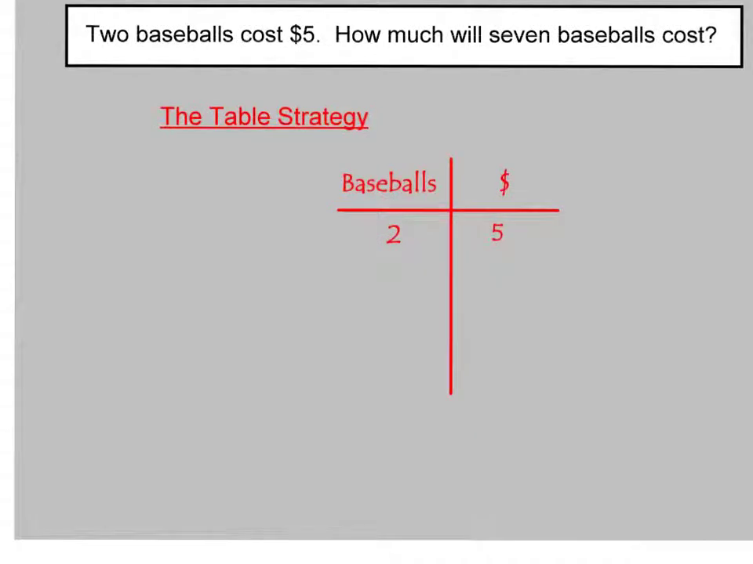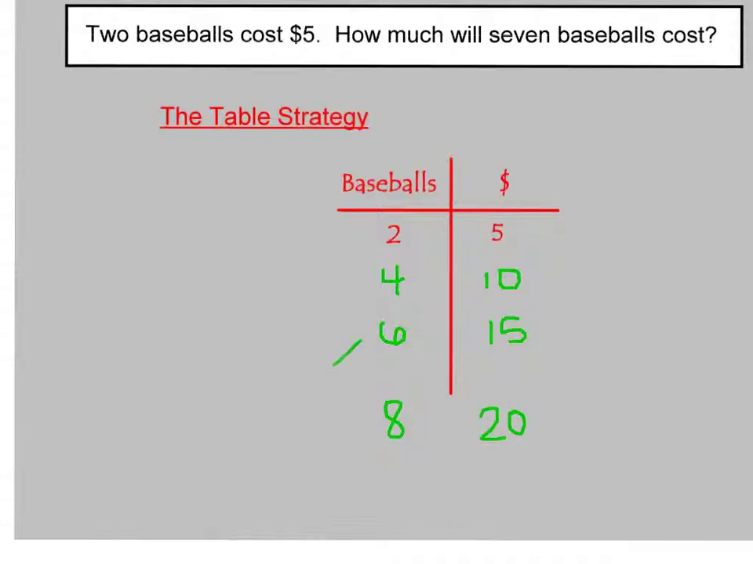Okay, here we are again with our third approach of using the table strategy. Notice we already set it up, baseballs in one column and money in the other. And now we're just going to continue our table. So again, after buying 2 baseballs, if we bought 4 baseballs, that would cost us $10. If we bought 6 baseballs, that would cost us $15. If we now bought 8 baseballs, that would cost us $20.